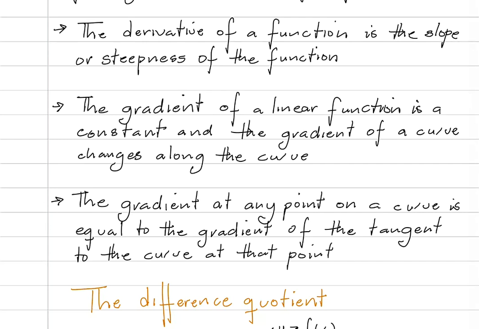The gradient of a linear function is a constant, and the gradient of a curve changes along the curve. This is something that we should have known from CSEC. Now, the gradient at any point on a curve is equal to the gradient of the tangent to the curve at that point. Also, that is something that we should have known from CSEC.